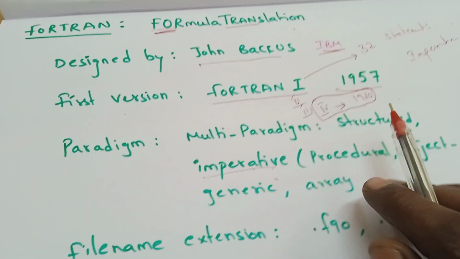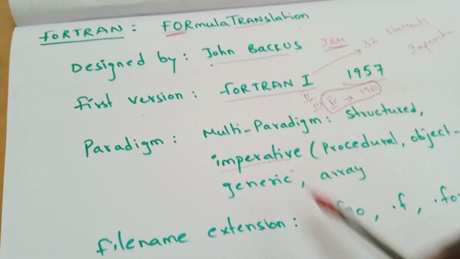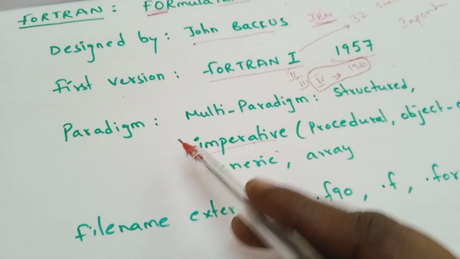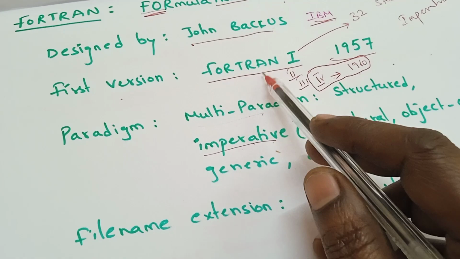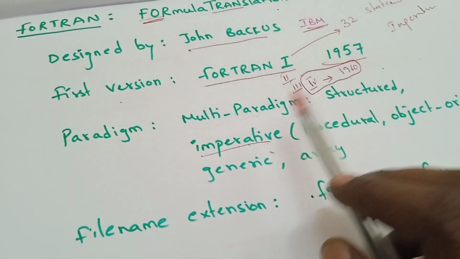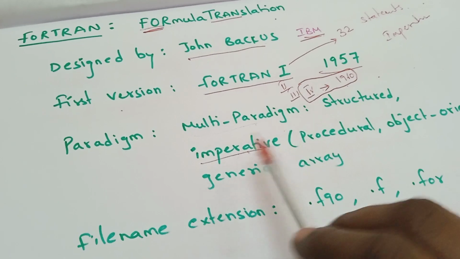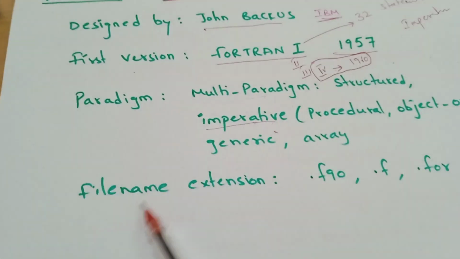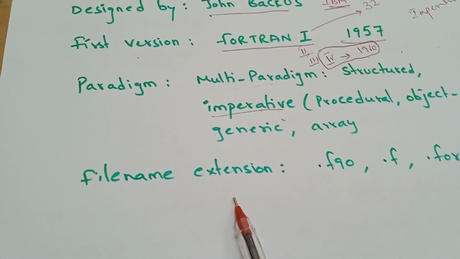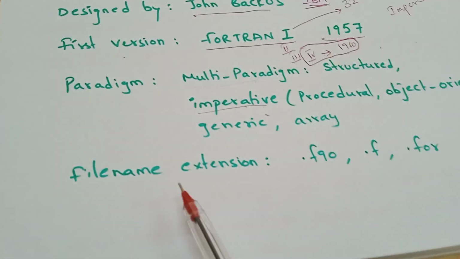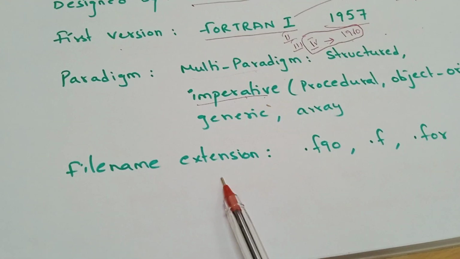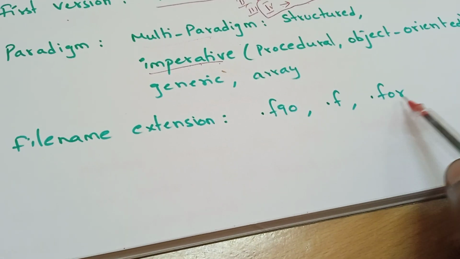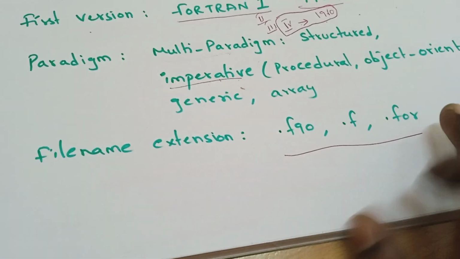All successive versions, from FORTRAN 1 to today's version, give us one thing: it is multi-paradigm. A few versions of FORTRAN support object oriented, a few support structure oriented, but altogether FORTRAN is a multi-paradigm language. And for the file name extension, the way we save C programs with the .c extension, FORTRAN programs are saved with .f90, .f, or .for. So these are the file extensions.